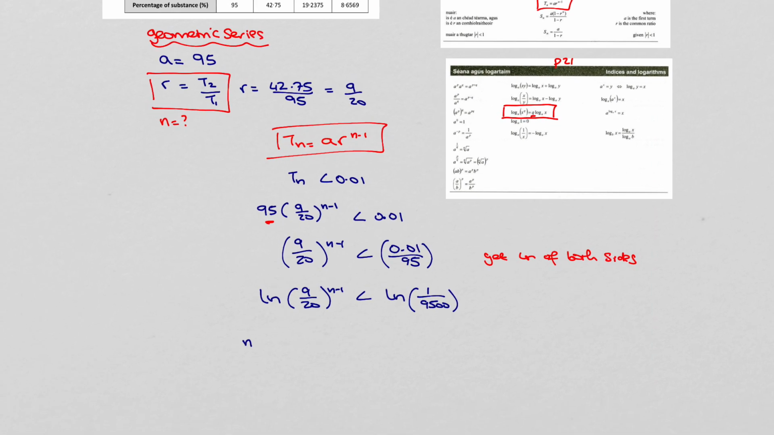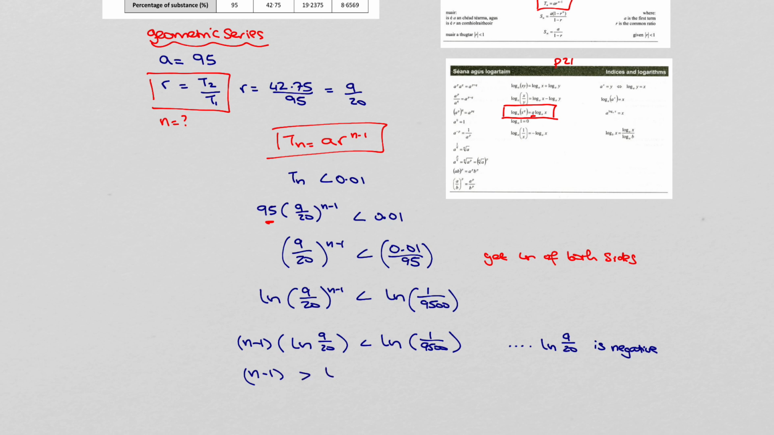So I'm going to bring down this power: n minus 1 times natural log of 9 over 20 is less than natural log of 1 over 9,500. I'm going to divide both sides by natural log of 9 over 20. But we have to be careful here because it's an inequality. I need to check, is the natural log of 9 over 20 a positive or negative number? Because if it's negative, it changes the inequality sign. And it is negative. So that's going to make this become a greater than sign.